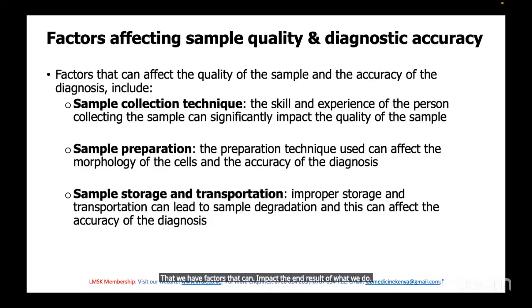The following factors can affect the quality of the sample and the accuracy of the diagnosis. For example, in the sample collection technique, the skill and experience of the person collecting the sample can significantly impact the quality of the sample. So if somebody is not skilled enough to collect maybe a CSF, we will not be able to get an accurate diagnostic report by the end of the day. What about sample preparation?